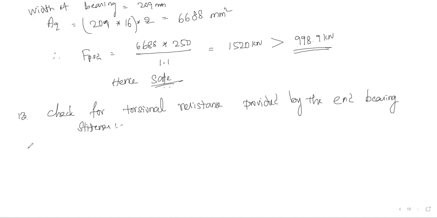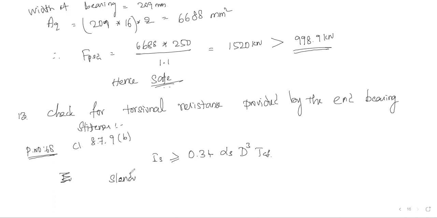Okay, so we have one formula on page number 68 of IS 800-2007 under clause number 8.7.9b. So Is should be greater than or equal to 0.34 times αs into D cube into TCF. First we have to calculate these things. That is lambda, the slenderness ratio, LLT divided by ry.